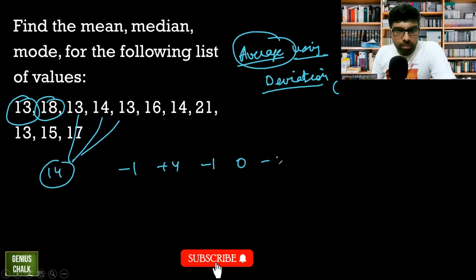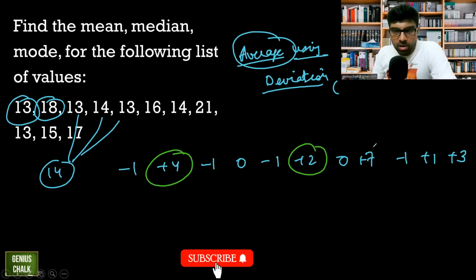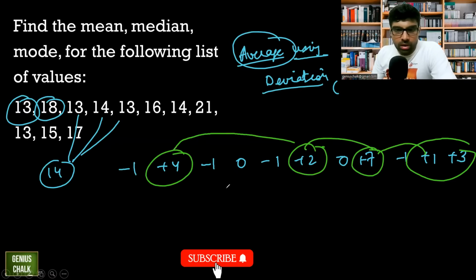It is -1, +2, 0, +7, -1, +1, and +3. So these are all the plus and minus values we have with the method of deviation. Just subtract all the plus with all the minus. So how many are plus? 4, 7, 11, 2, 13, 13, 4, 17.